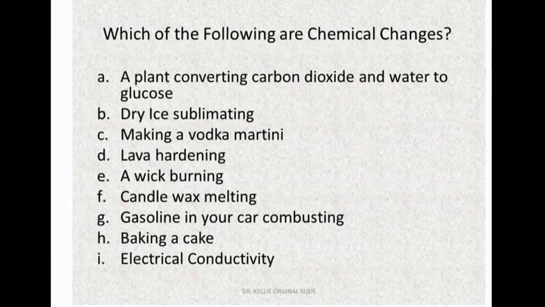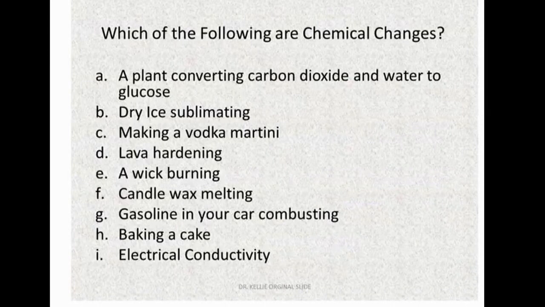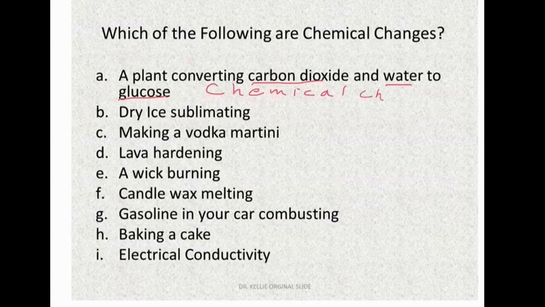All right, which of the following are chemical changes? Let's see, a plant converting carbon dioxide and water to glucose. Well, we're starting with carbon dioxide and water, and we're ending with a different substance, glucose. So our starting substances are different than our ending substances. So it's a chemical change.